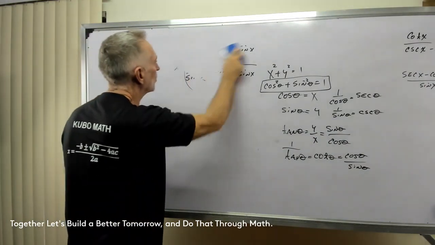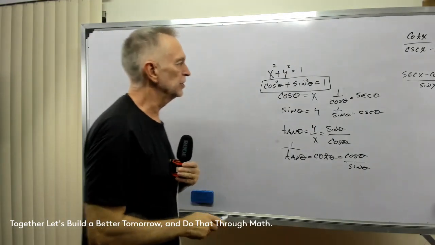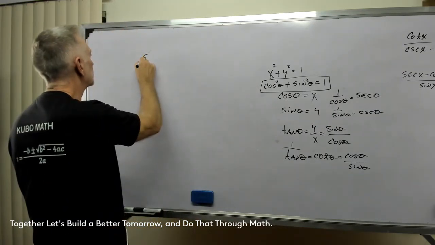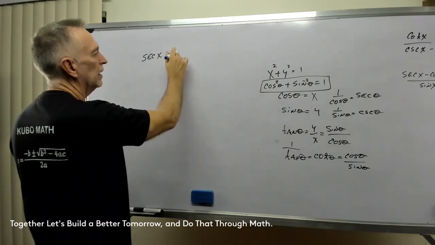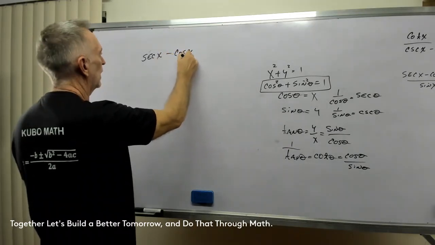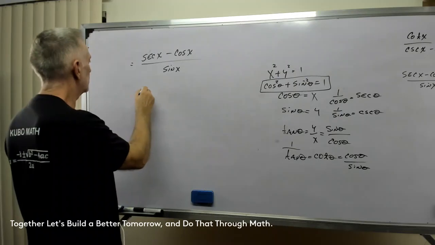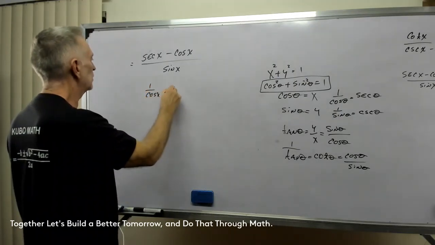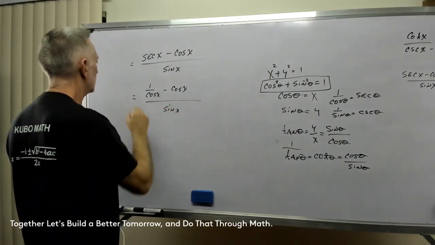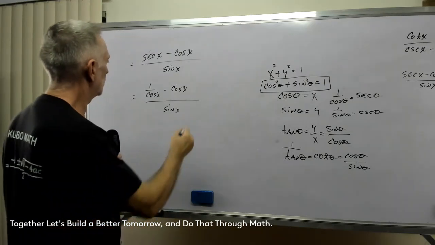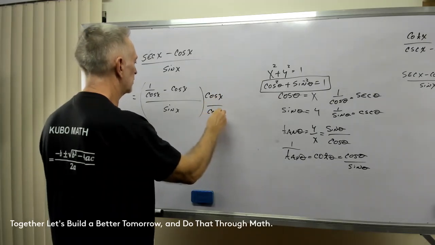We'll do one more, call it a day. Hopefully everybody is, like I said earlier, just study, study, study. All right, secant x minus cosine x over sine x. Work as many problems as you possibly can. Well, secant. What is secant? That's 1 over cosine x minus cosine x divided by sine x. Well, let's multiply this by cosine x over cosine x.